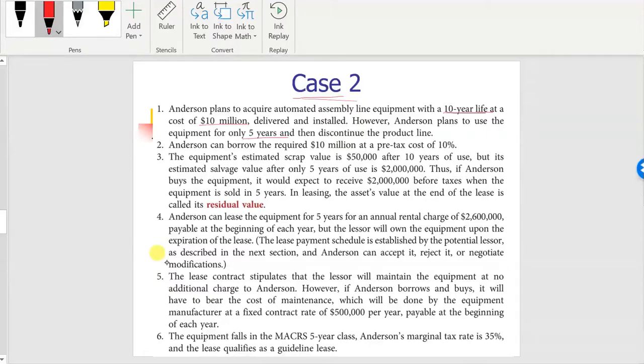So we need it only for 5 years, and then the assembly line will be discarded. If Anderson buys that kind of asset, then after 5 years it will sell that asset. But if Anderson leases that equipment, after 5 years it will return the lease. So the contract of lease is only for 5 years, so we have to see the cash flows for only 5 years, not for the useful life, which is 10 years. We don't care about the useful life, we care about the time we want to use that equipment.